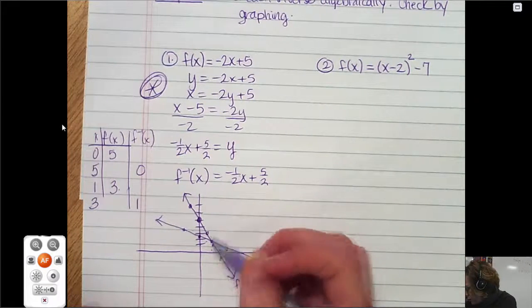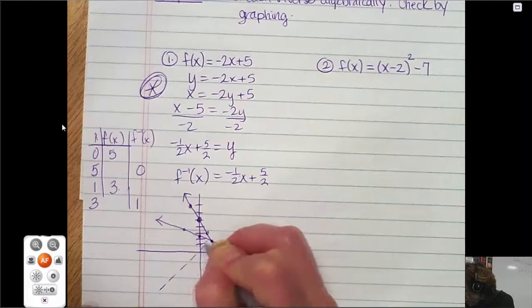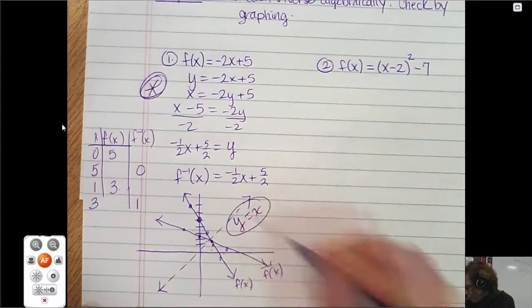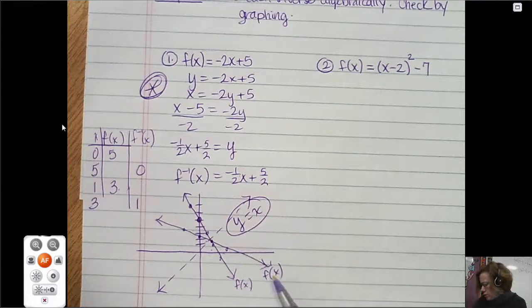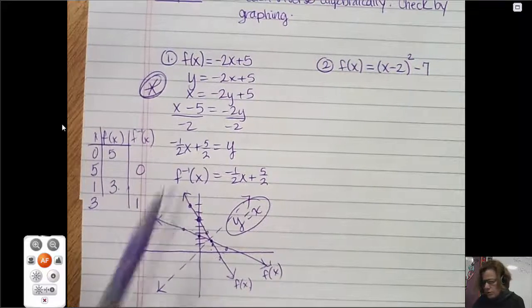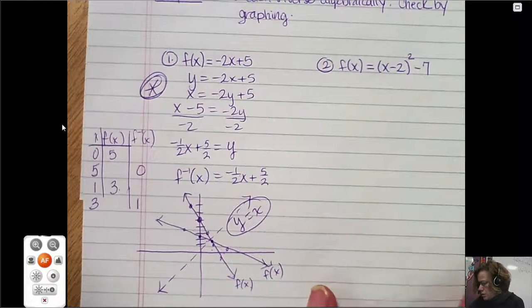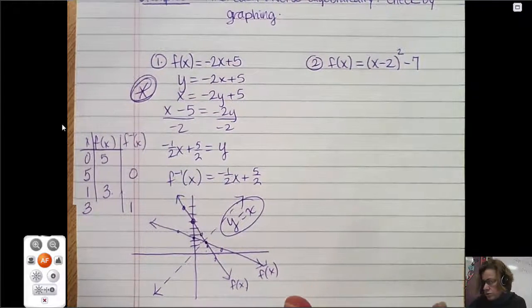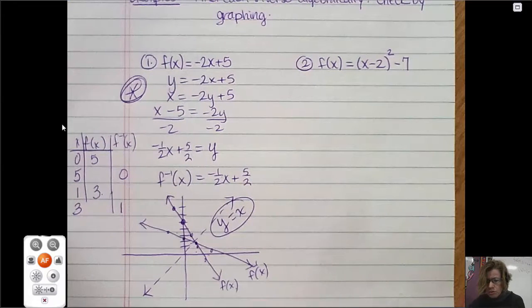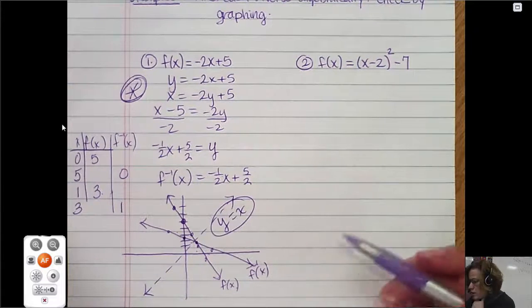The other quick visual is that inverses are the reflections of each other over the y equals x line. And so if I were to fold f of x along y equals x, I would land on the inverse of f of x. And so if you were told to graph an inverse right away, you would plot it and then reflect those good points over y equals x, or just switch the x and y of those good points.